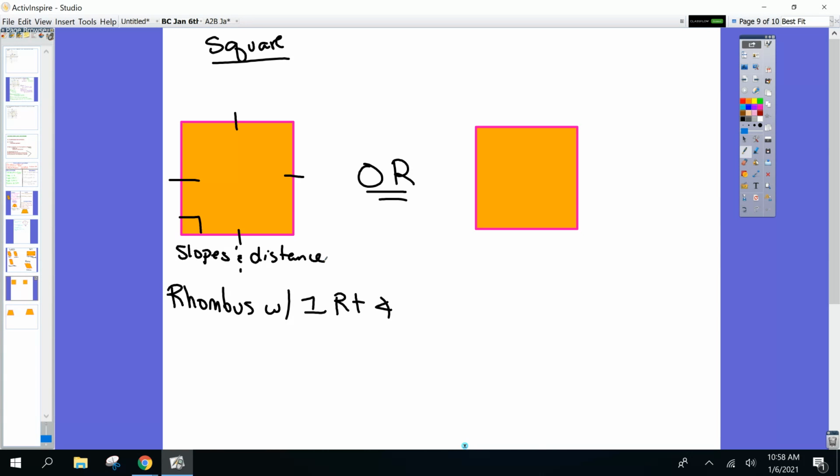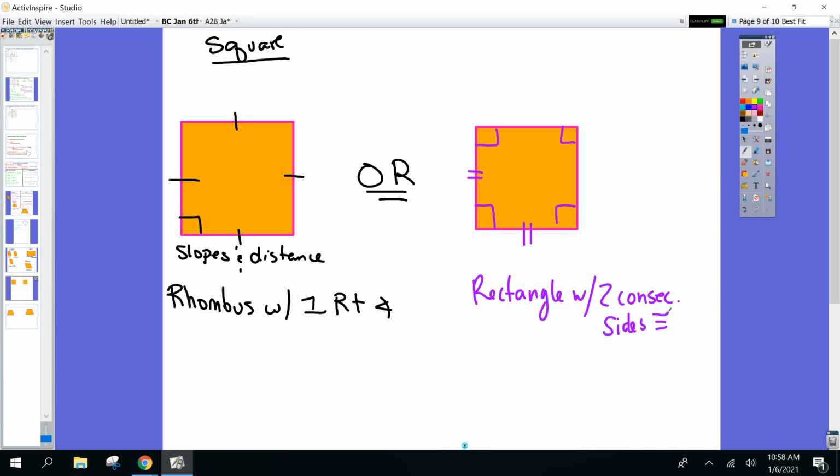Or, if you're not feeling that way, you could show it's a rectangle. So show it has 4 right angles. So I could show it's a rectangle with, anybody, what makes it into a square? A rectangle with 2 consecutive sides congruent. You don't need to show all 4. Just show me 2 consecutive sides congruent. All right, there's your square.